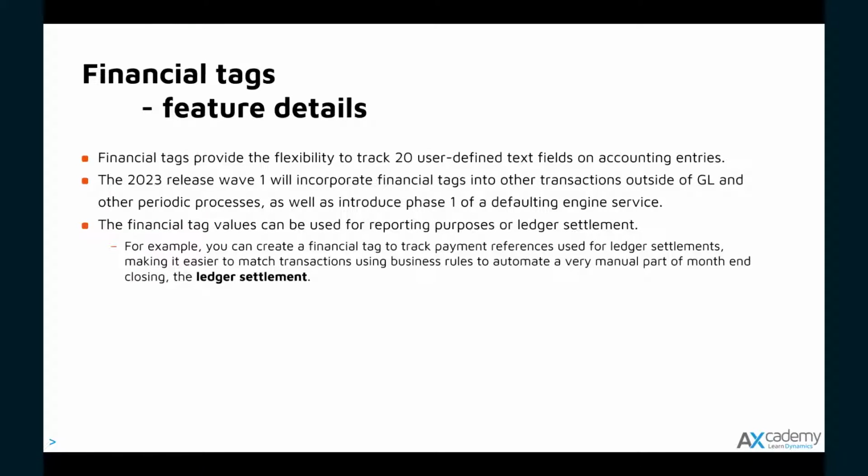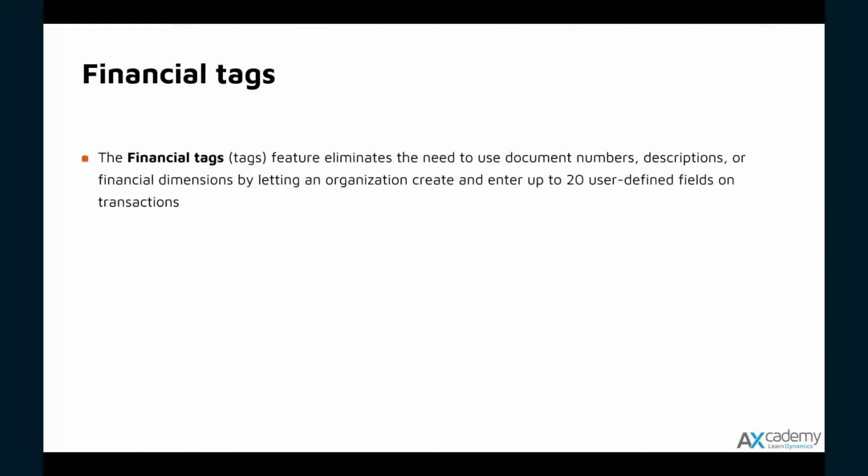The default engine is for a lot of things, not just for financial tags, but financial tags is where it's going to be used first. So hopefully we could get rid of having financial dimensions being used for document numbers, payment references, and other values that are not reusable. That is not really the purpose of financial dimensions, but in a lot of places, it's the only thing that we could use so far.